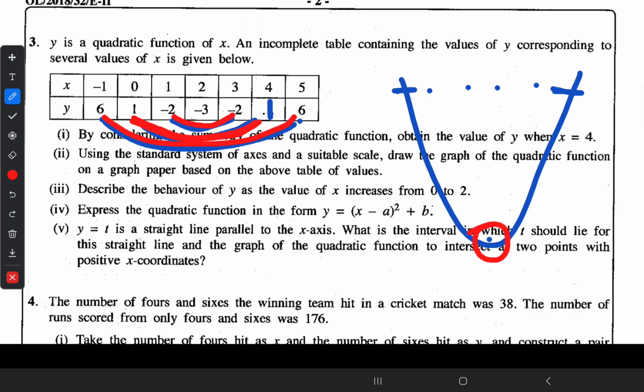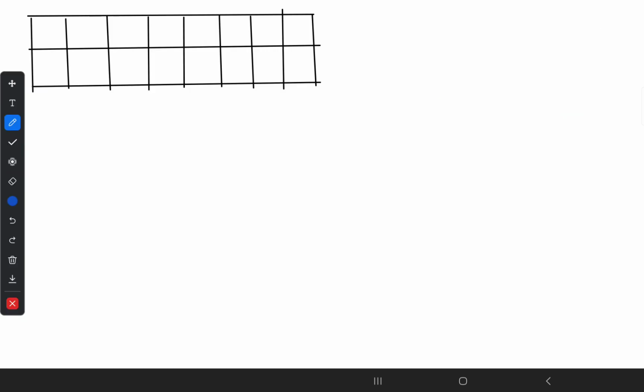Accordingly, let's plot our graph on graph paper. Let's mark our x coordinates. The x coordinates given are -1, 0, 1, 2, 3, 4, 5, and the corresponding y coordinates are also given. The y coordinate is 6, so the last coordinate is also 6. This is 1, so the one before the last is also 1. This is -2, so it would be -2, and the -3 remains unpaired because that is the lowest point.